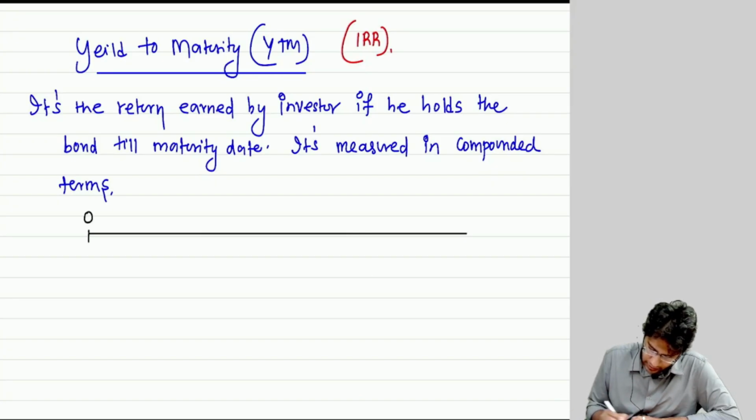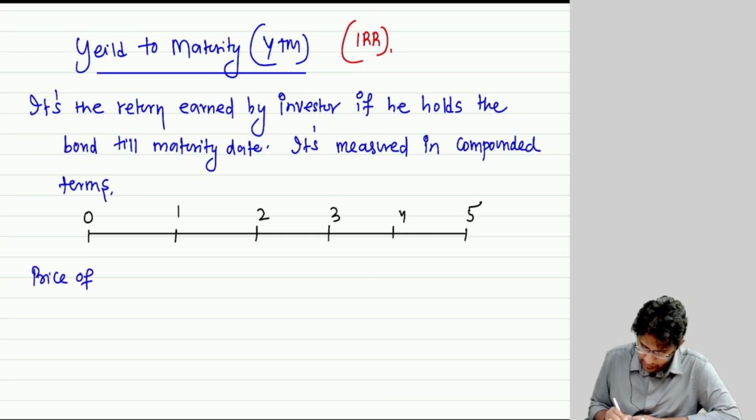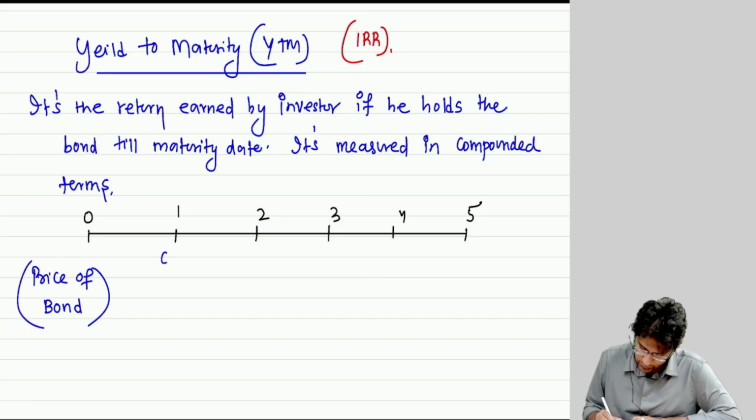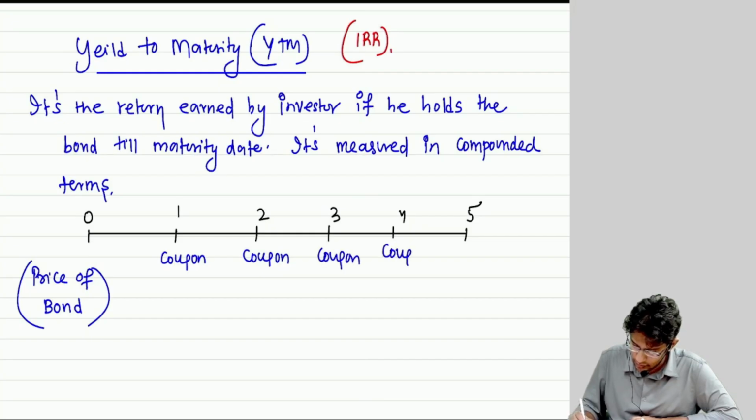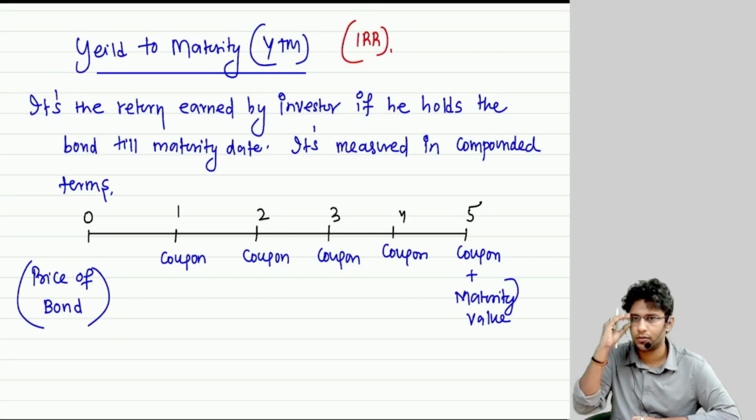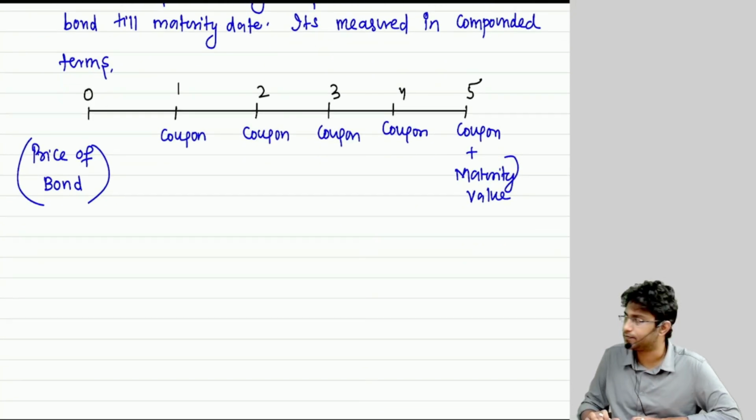So broadly what will happen is, let's say there is a 5 year bond. This is your initial investment. Your initial investment is the price of the bond. Future cash flows are coupons, plus also maturity value. So these are all your future cash inflows.